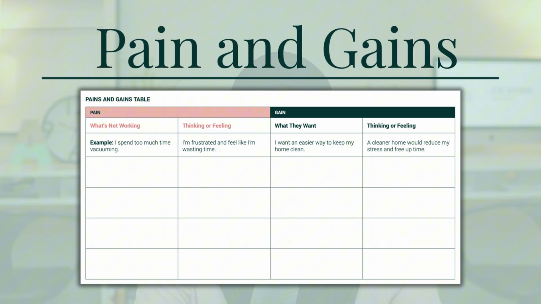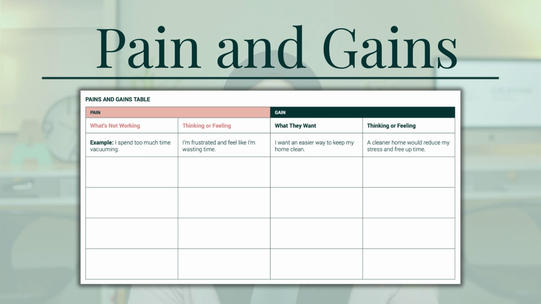How to do it? Just create a simple table. First column, label it what's not working. That means the pain that your customer has, right? When dealing with certain solutions out there, what's not working for them. The second column, you can label it thinking and feeling. What they are thinking or feeling about that pain. For example, if a period tracking app is not working, they feel frustrated.